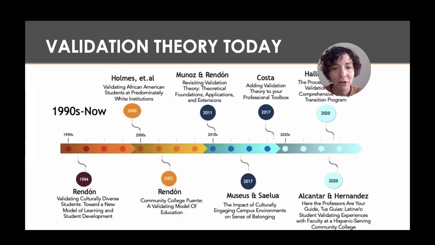In that same year, Rendón also applied the framework to a special program on community college campuses. She studied the Puente Project, which is an asset-based cohort program with faculty serving as validating agents for first-generation Latinx students to increase their transfer rates.